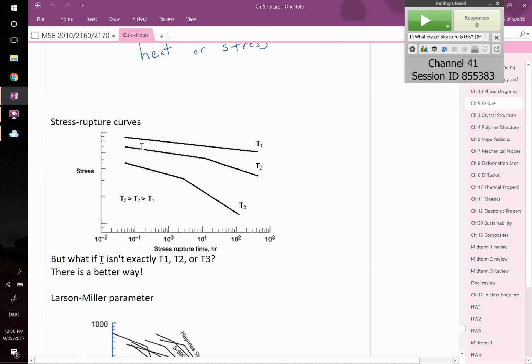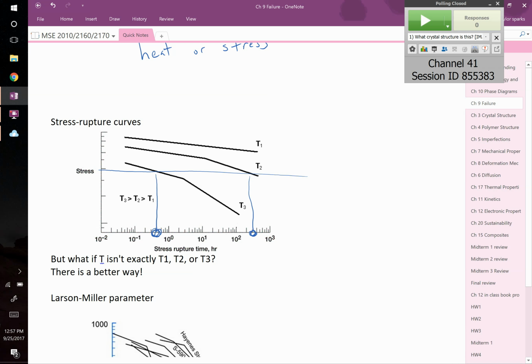Stress rupture curves look something like this. Here's the stress plotted on the y-axis as a function of rupture time. At a given stress, say at this value right here, you can plot that out and see where it intersects different temperatures. Temperature 3 must be your highest temperature because it lasts the shortest amount of time. Temperature 2 lasts much longer. So you could generate these stress rupture curves for lots and lots of different temperatures, and that's one way to do it.